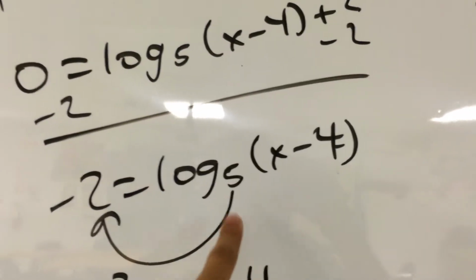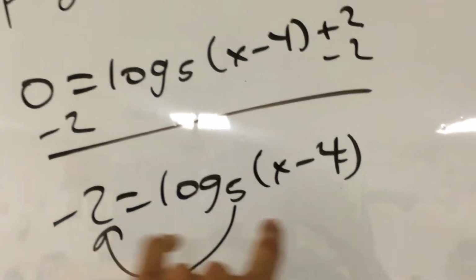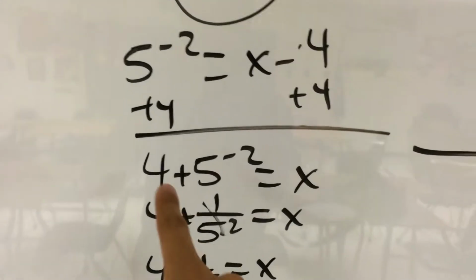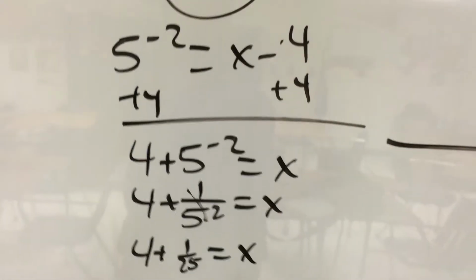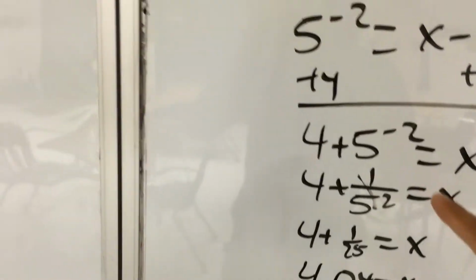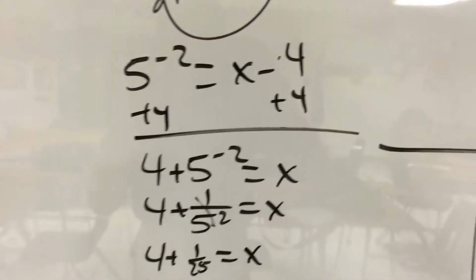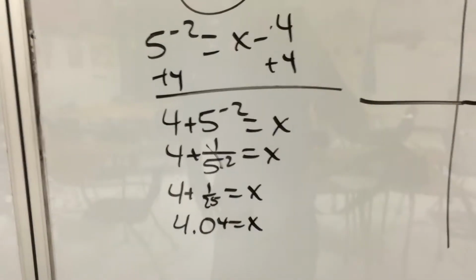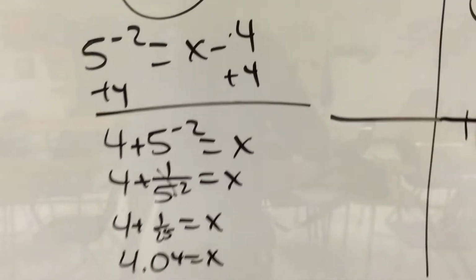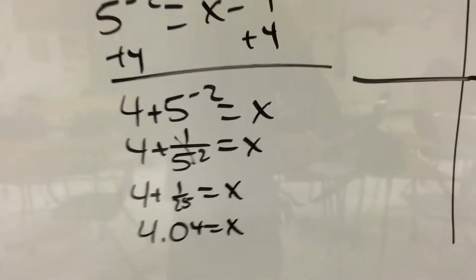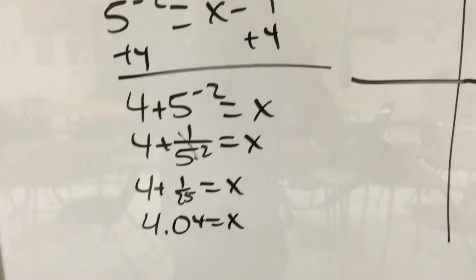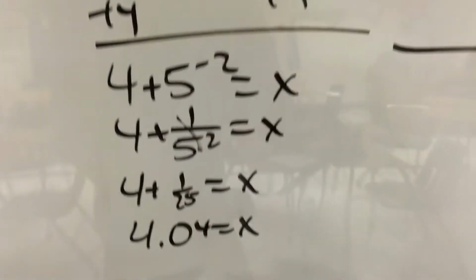Let me do 5 raised to the negative 2 power must equal x minus 4. Add 4 to both sides, so 4 plus 5 to the negative 2 power equals x. 5 to the negative 2 power, of course, means that you can bring the negative exponent downstairs to make it positive. So I've got 4 plus 1 over 5 squared. 5 squared is 25, as you know. 4 plus 1 over 25 equals x. So 4.04 equals x. How to get the 0.04?